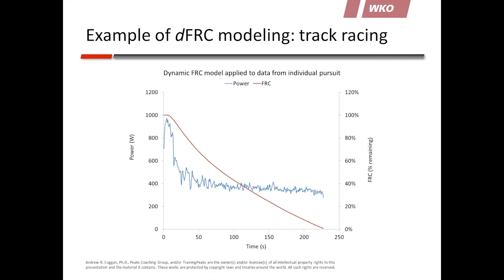So here's an individual pursuit performed by my wife, and you can see she starts out at rest, and as you'd expect, if you pace it well, you get to zero at the point you fall off the bike, right? That's the ideal.